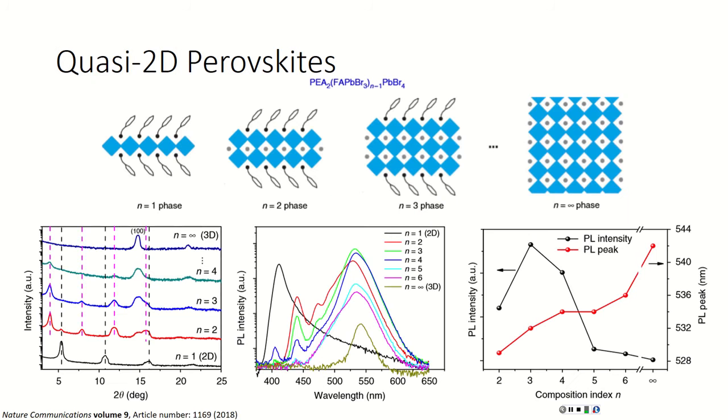So in this talk, they found quasi 2D perovskites to be a really strong emitter of green emission, but I'll show that in a minute. So here they used varying layers of perovskite structure. The blue octahedra is the PbBr6 cage. Here as the A cation, they used phenylethylammonium with a formamidinium composition.